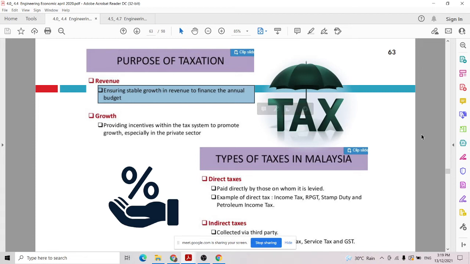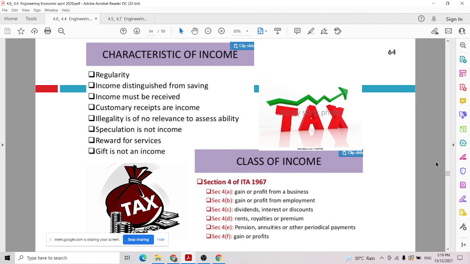We have two types of tax in Malaysia, called direct tax and indirect tax. Direct tax is, for example, income tax, and RPGT for property: if you sell your property, you need to pay this tax. Stamp duty is paid if you have an agreement. Also there is petroleum tax, which is Petronas. For indirect tax, we have sales tax, known as SST or GST, which is collected by a third party.